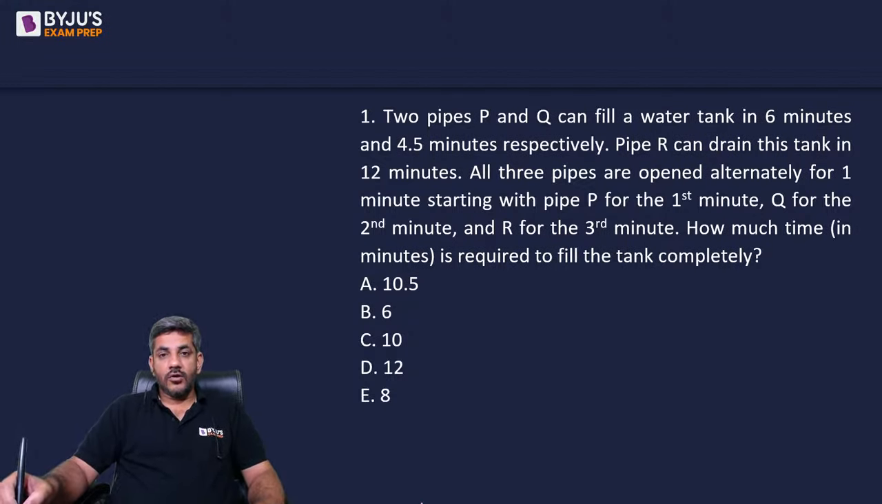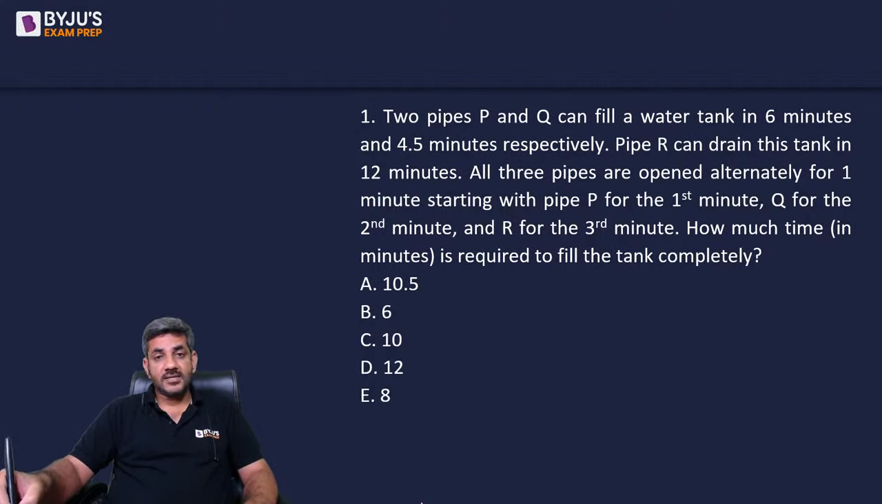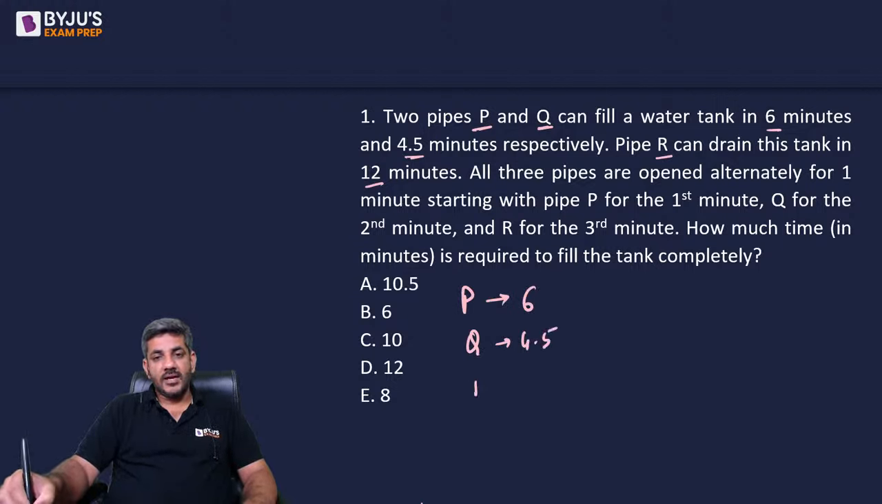Okay, I'm sure you all have tried. This is an easy question, and of course, NMAT does ask these kinds of questions, so we are discussing questions of the same difficulty level. Let's start doing it. Two pipes P and Q can fill a water tank in 6 minutes and 4.5 minutes respectively, and pipe R can drain this tank in 12 minutes. So pipe P can fill it in 6 minutes, pipe Q can fill it in 4.5 minutes, and pipe R can drain it in 12 minutes.